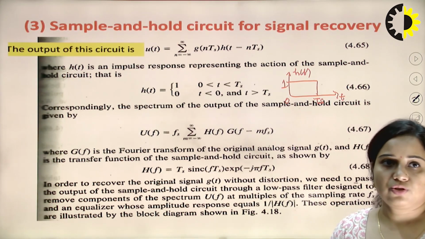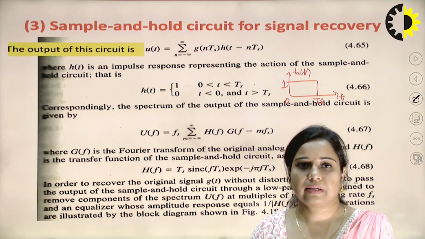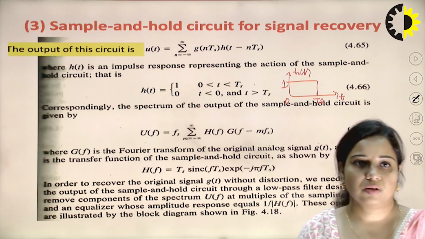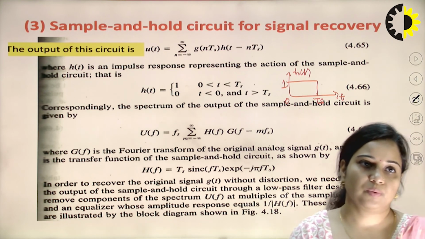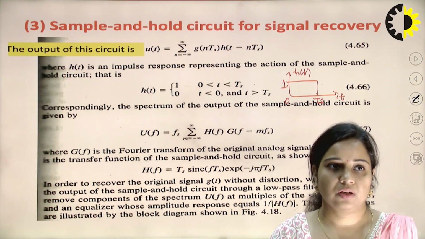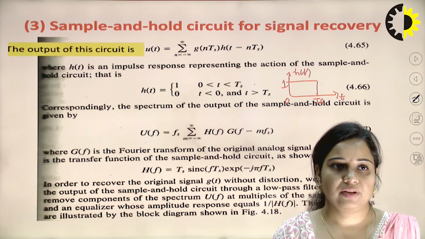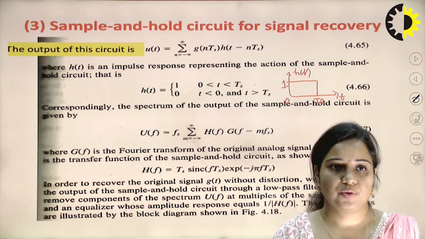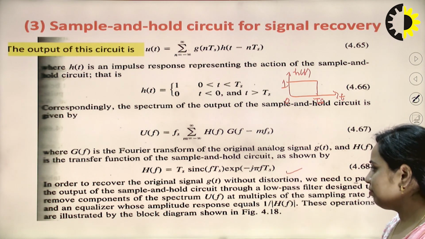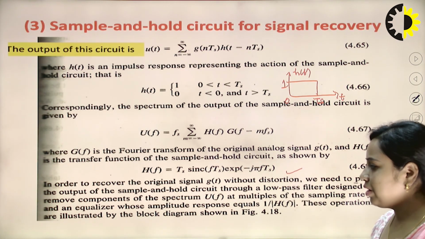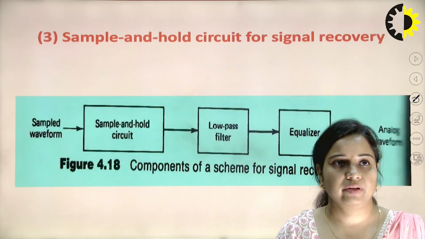Correspondingly, the spectrum of the output of the sample and hold circuit is given by this equation, that is U(f), which can be calculated using the frequency domain of the signal u(t). Where G(f) is the Fourier transform of the original analog signal. Now this is given as H(f), which is the transfer function of the filter that we have used.